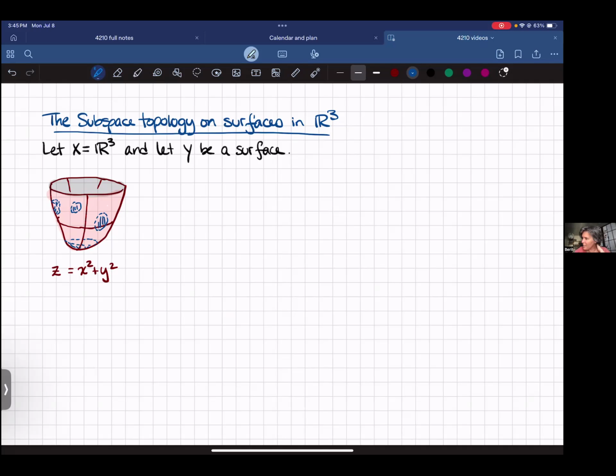So it looks like the open sets in R2 look like open balls like this, but we've just taken R2 and folded it up or something.